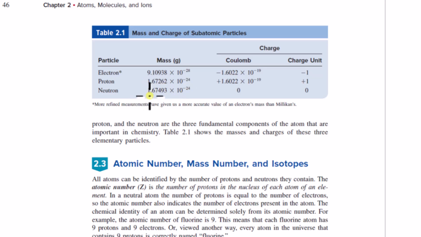1.67262 times 10 to the minus 24, 1.67493 times 10 to the minus 24. Okay, with the electron being about 2,000 times smaller in mass and radius as well, but actually it's not quite as extreme when it comes to the size. I believe the electron is only about 10 times smaller in volume, or at least in terms of the radiuses, than the proton and the neutron, with the proton and neutron, like the mass, having similar radiuses or diameters. Okay, but the neutron is uncharged, and the electron and the proton have the exact same charge.